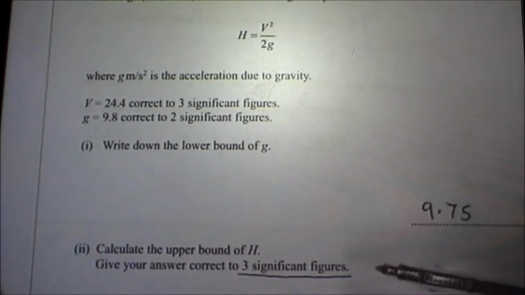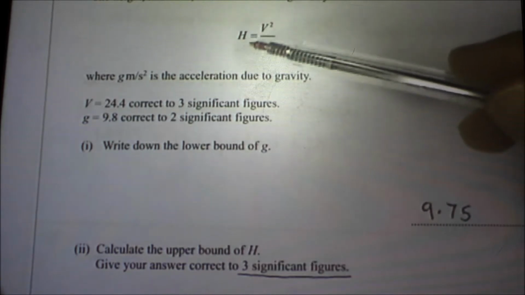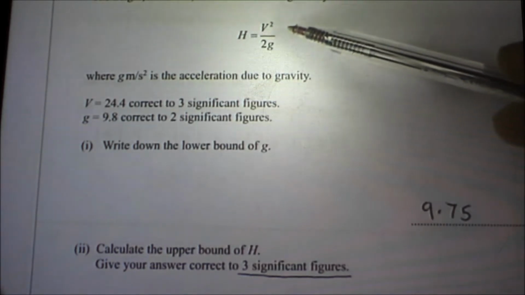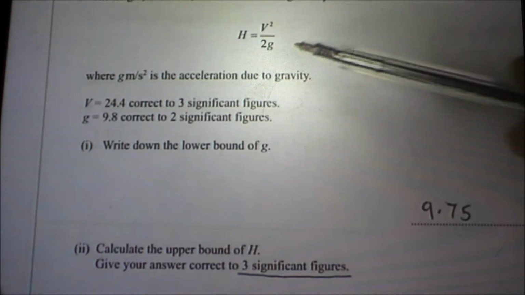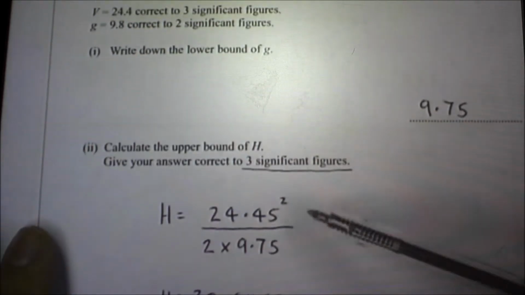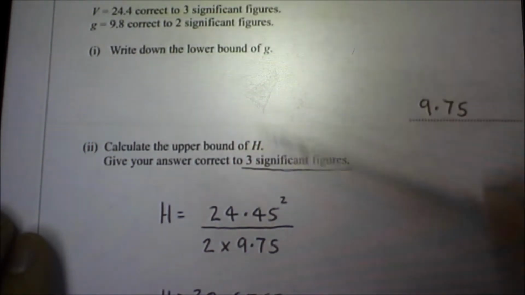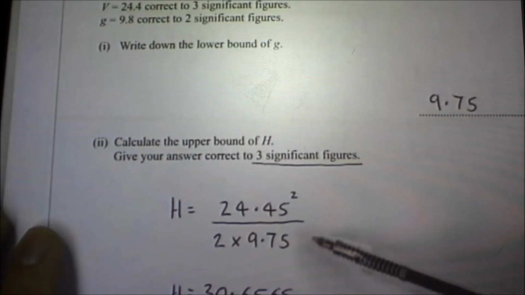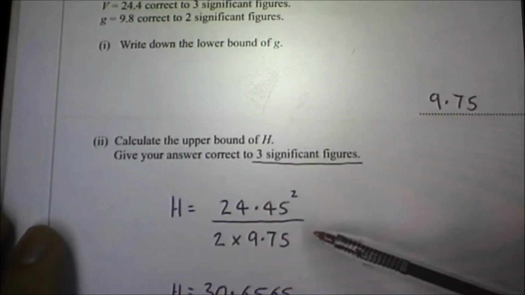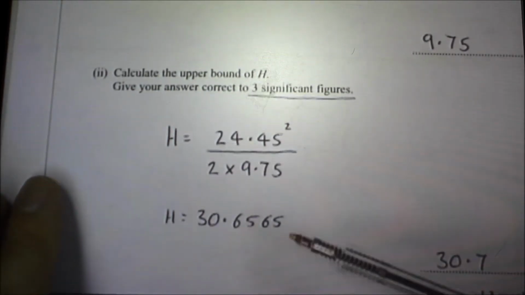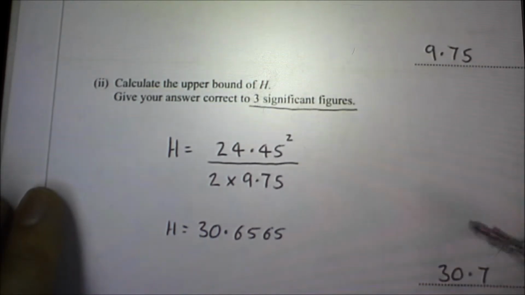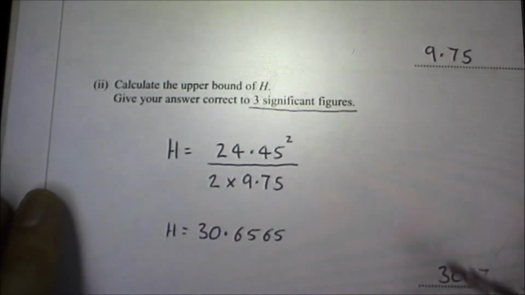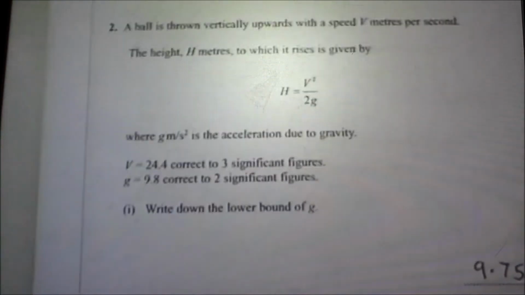And calculate the upper bound of h, so you want to make h as big as possible. To do that, v squared must be as large as possible, and 2g must be as small as possible. So you round up the 24.4 to 24.45, and it's squared like it is at the top. And the bottom one, you need it to be the lowest it can be, which is 9.75, and that equals 30.6565. And it says give it to 3 significant figures, so that's 30.7, because the 5 rounds up to 6.